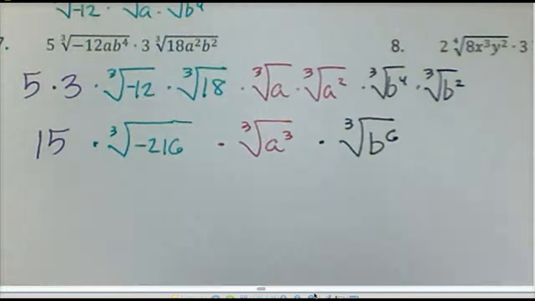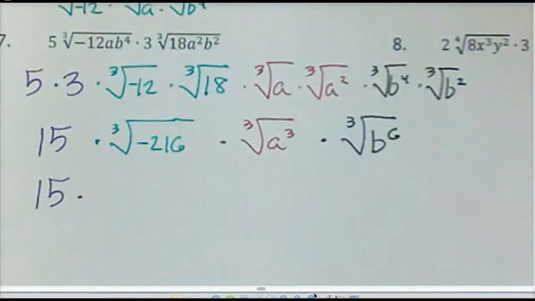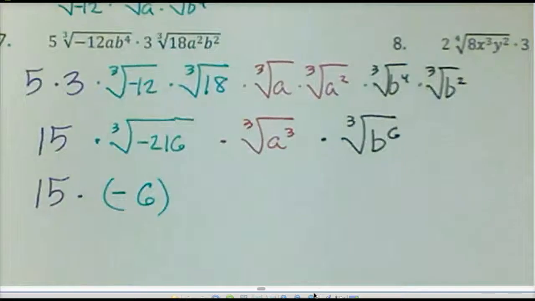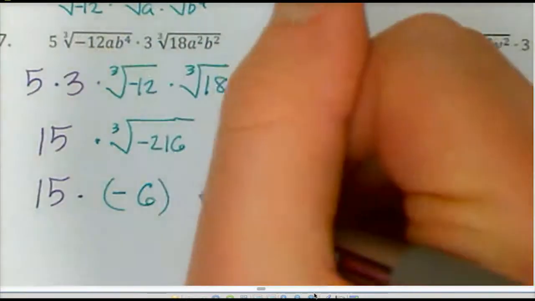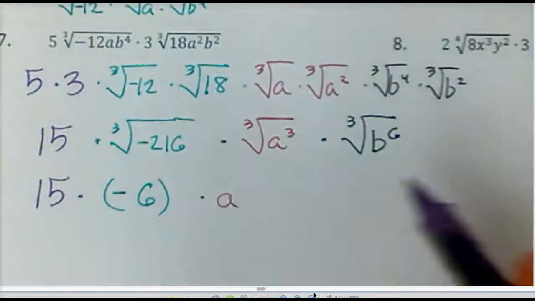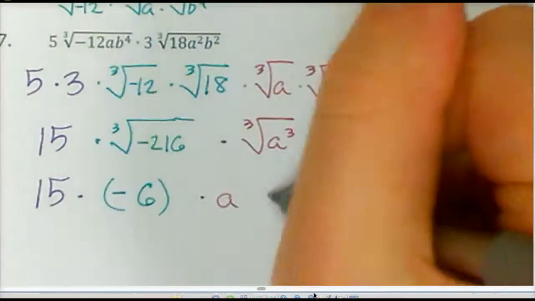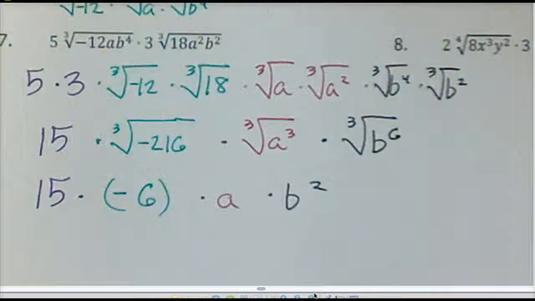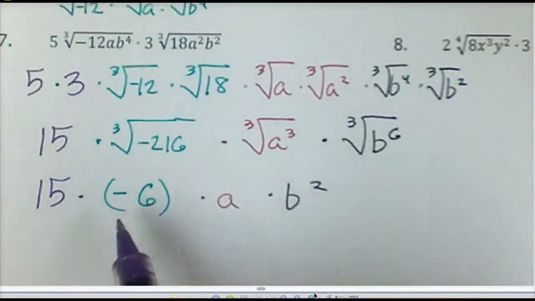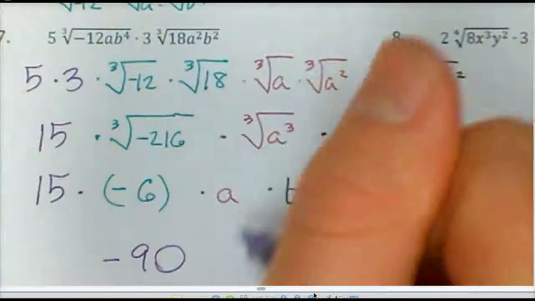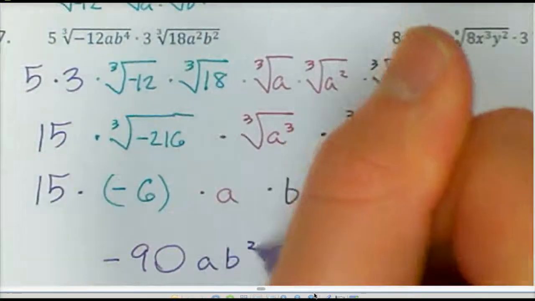Okay, so now that I've multiplied my like variables and like numbers together, now I can simplify what's left. So I still have my 15 out here. 216 is a perfect cube. Okay, we know that if you take 6 cubed, you get 216. So the cubed root of negative 216 would be negative 6. The cubed root of a cubed is just a. And the cubed root of b to the 6th would be b squared. So your answer to this one would be 15 times negative 6, which is negative 90. And then we have a b squared.